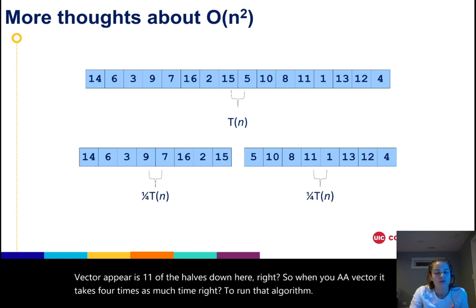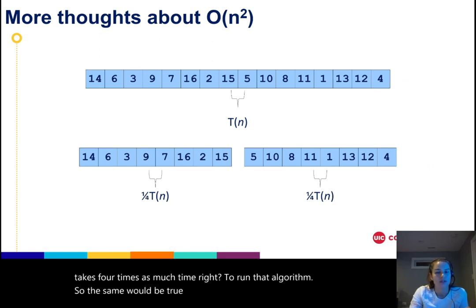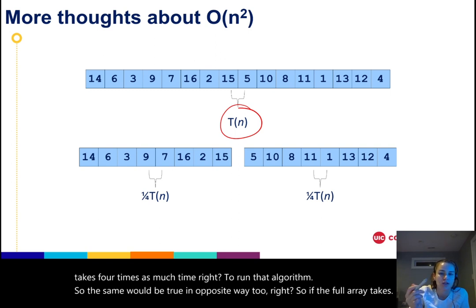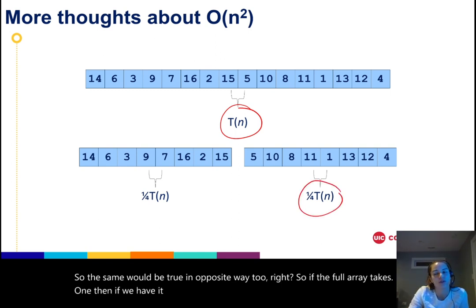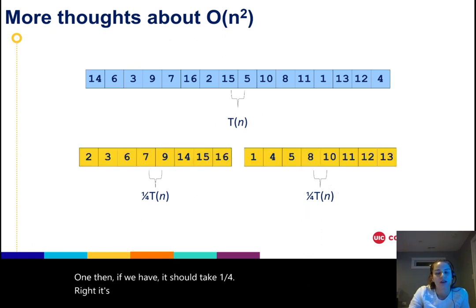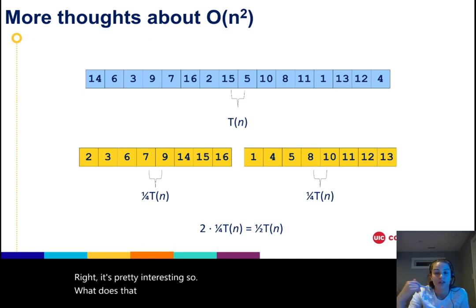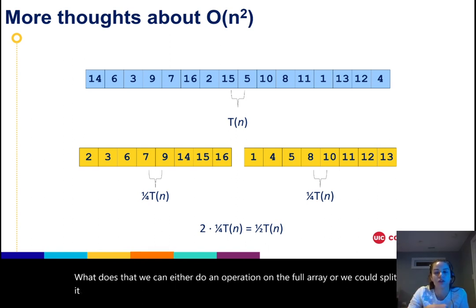So the same would be true in the opposite way too, right? So if the full array takes 1, then half of it should take 1/4, right? It's pretty interesting. So what does that mean? Well, we can either do an operation on the full array, or we could split it into 2, and then we know that it would take half the time.